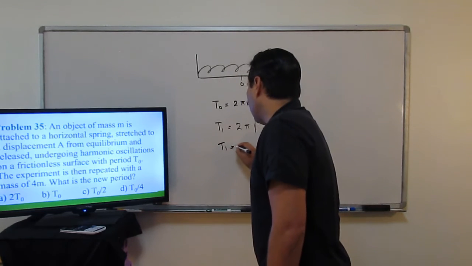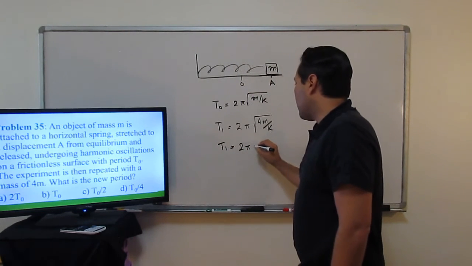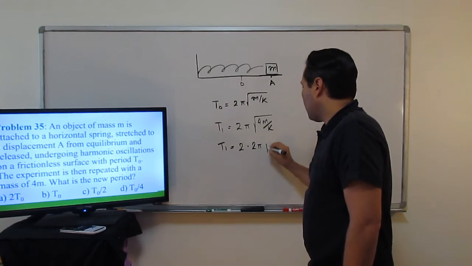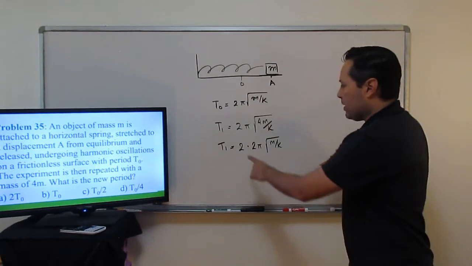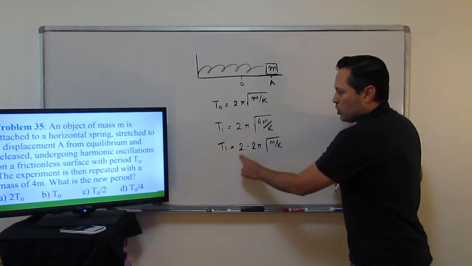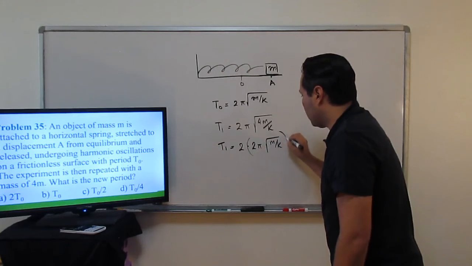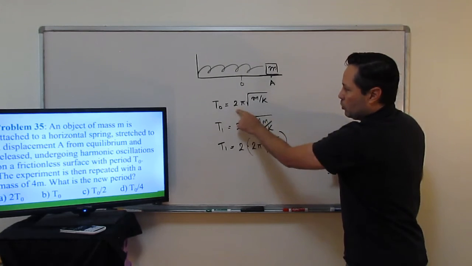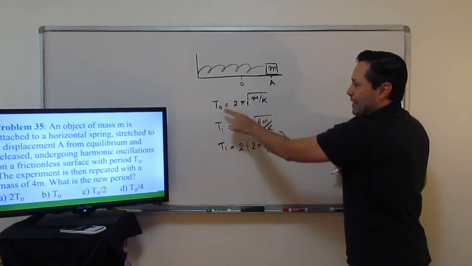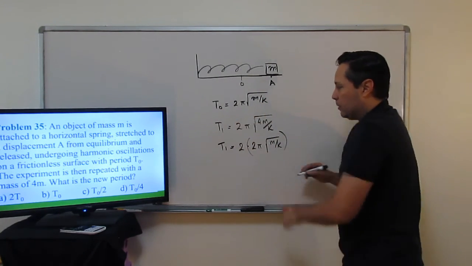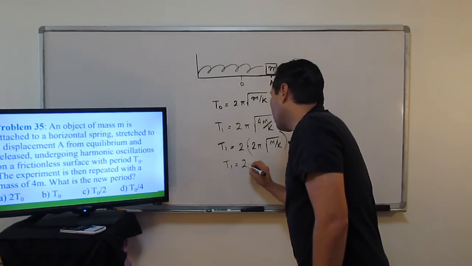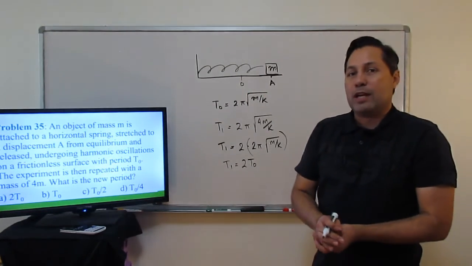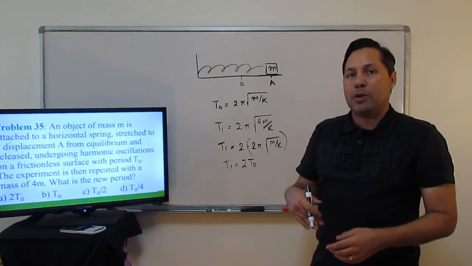So I'm going to go ahead and write this down. 2 pi and, hold on. So where did this 2 come from? The square root of 4 is 2, so I put it here in the front. And I also wanted to point out this: what is 2 pi multiplied times the square root of m over k? 2 pi multiplied times the square root of m over k is T0. So I'm going to substitute that here. So T1 equals double T0. So our answer to the problem is letter A. If you quadruple the mass, the period will double.